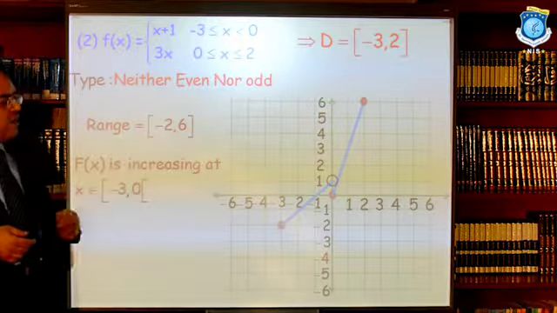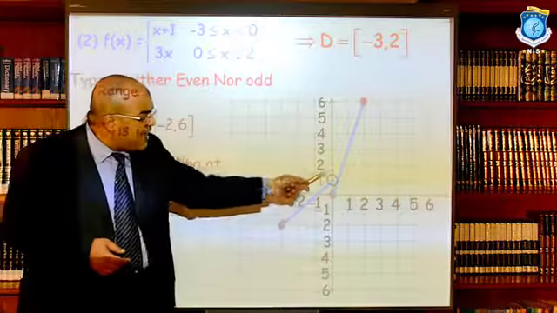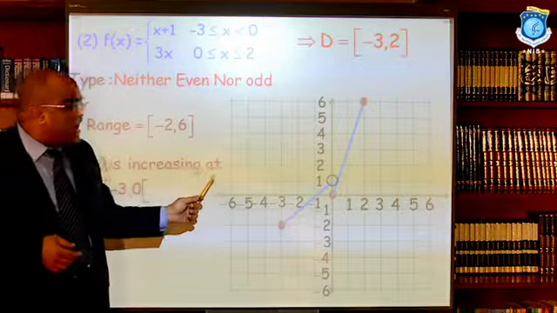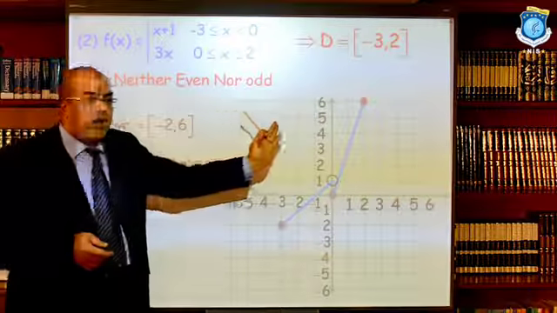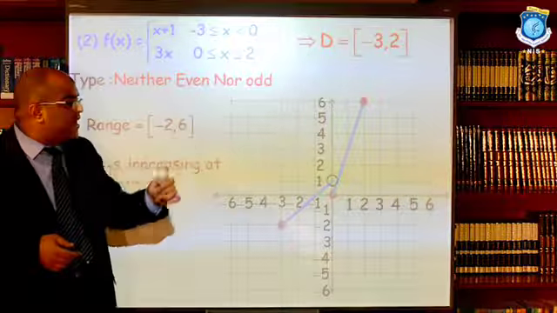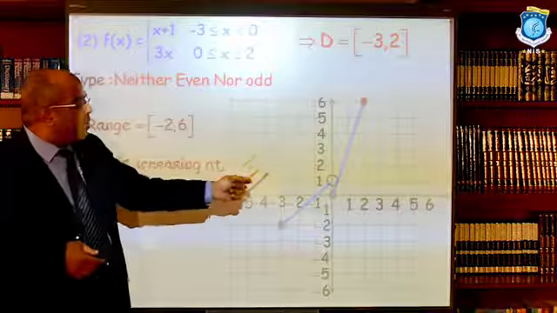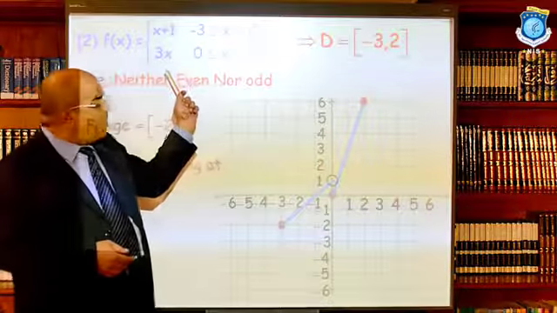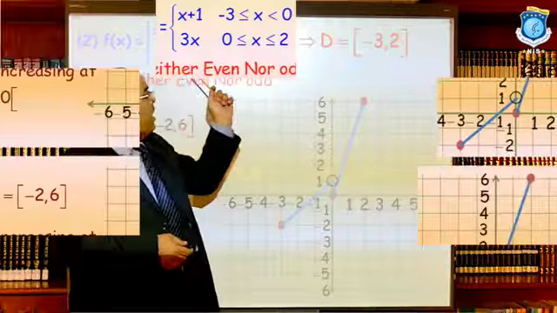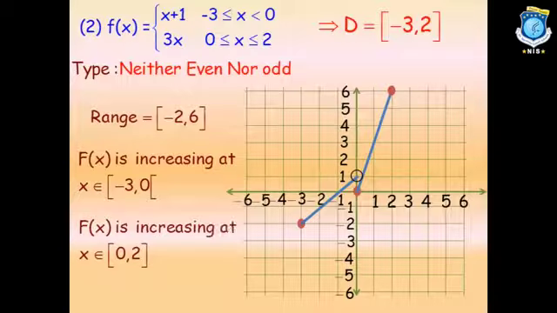Here, the function is increasing in the first interval from negative 3 to 0, as we see that when we move on the x-axis from the left direction to the right direction, the graph is increasing. And also in the second part of the function, when we move from 0 to 3, the function is also increasing. Now, the two parts of the function are increasing.